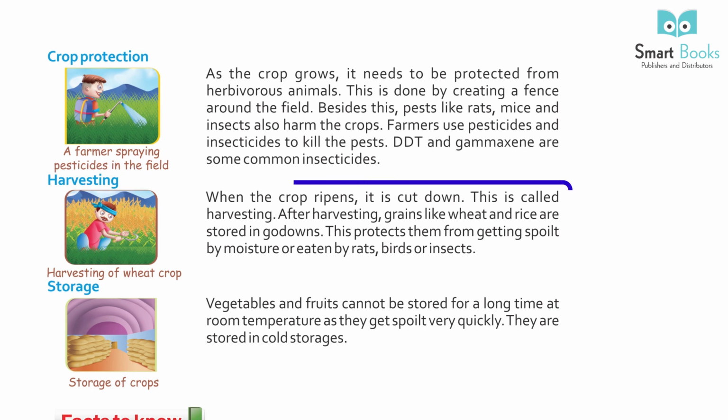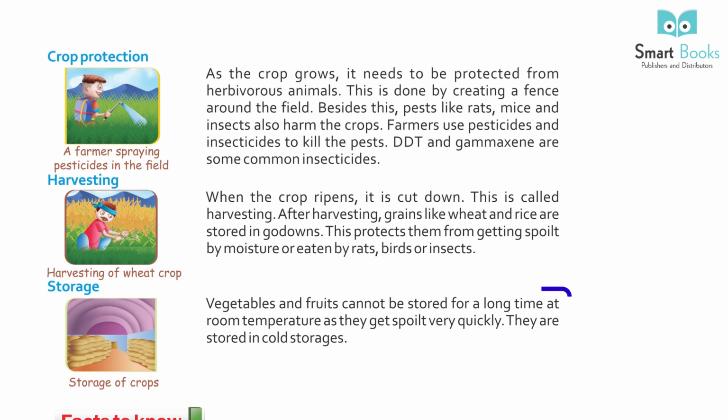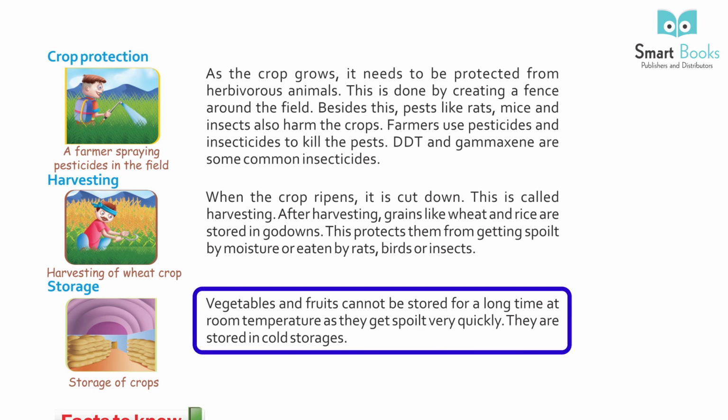Harvesting. When the crop ripens, it is cut down. This is called harvesting. After harvesting, grains like wheat and rice are stored in godowns. This protects them from getting spoiled by moisture or eaten by rats, birds or insects. Storage. Vegetables and fruits cannot be stored for a long time at room temperature as they get spoiled very quickly. They are stored in cool storage.